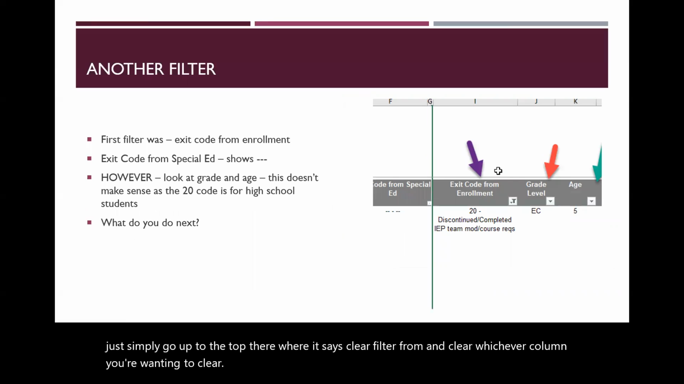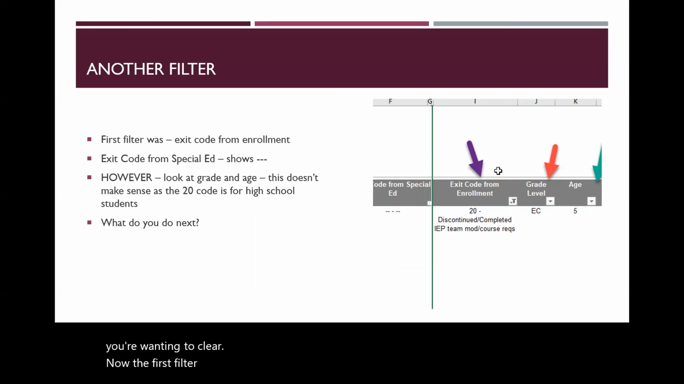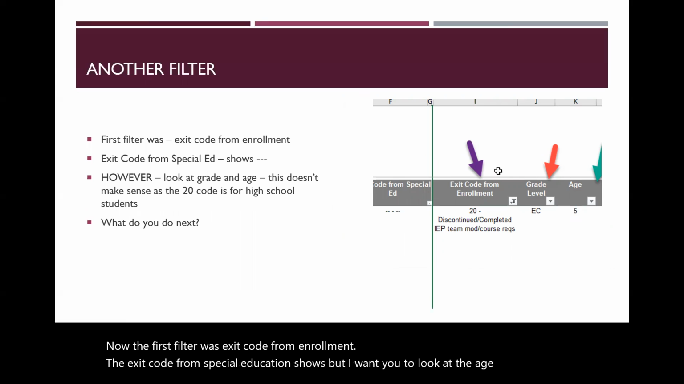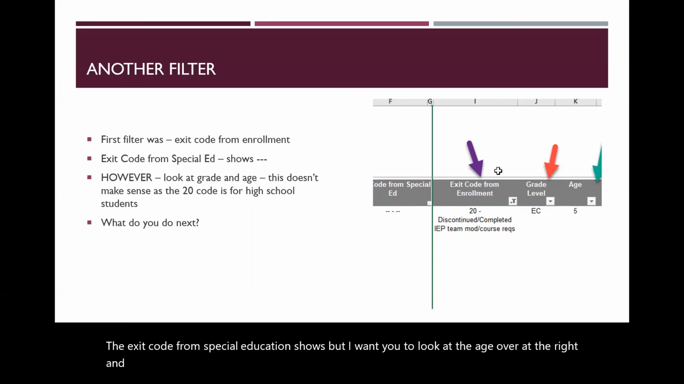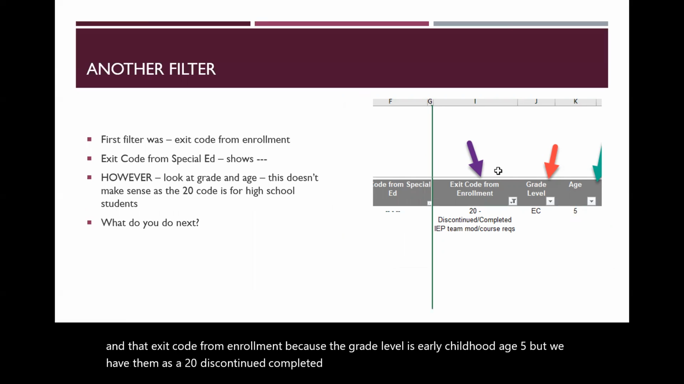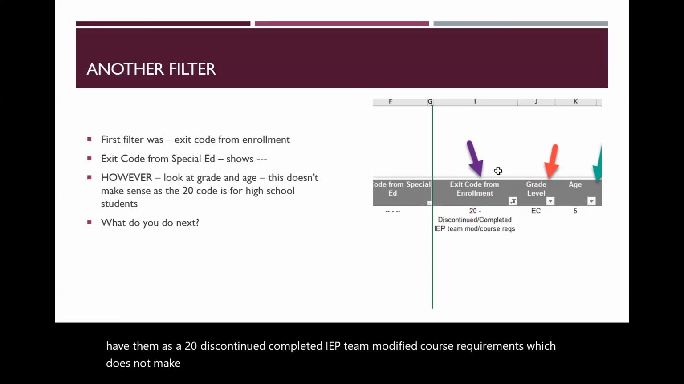Now, the first filter was exit code from enrollment. The exit code from special education shows, but I want you to look at the age over at the right and that exit code from enrollment, because the grade level is early childhood, age 5, but we have them as a 20 discontinued completed IEP team modified course requirements, which does not make sense because a 5-year-old is not going to be discontinuing their education because they have met the requirements.